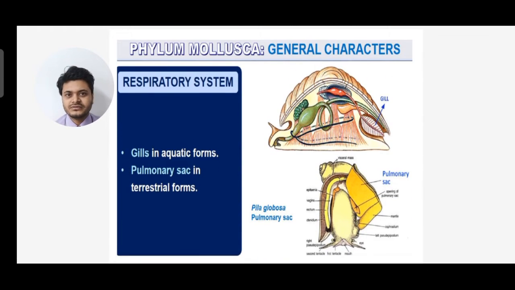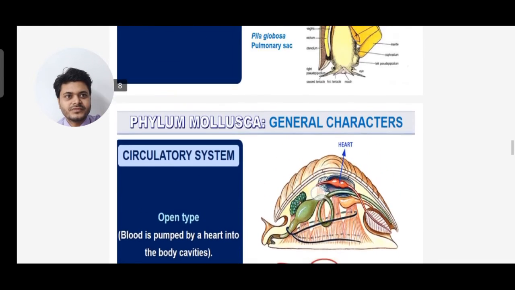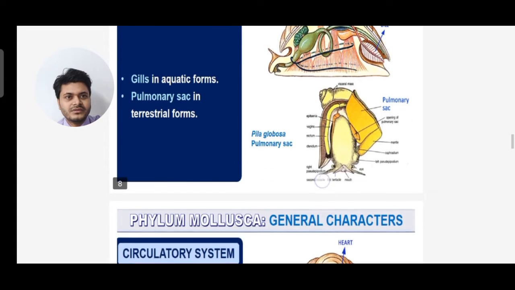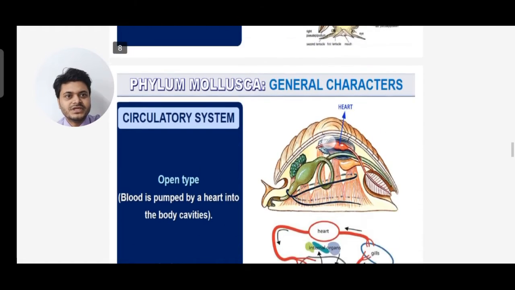Now let's talk about the respiratory system. They have gills in aquatic forms and a pulmonary sac in terrestrial forms. Those who are aquatic have gills for respiration, and those who are terrestrial have a pulmonary sac. You can see the pulmonary sac and gills pictures given on the right hand side.